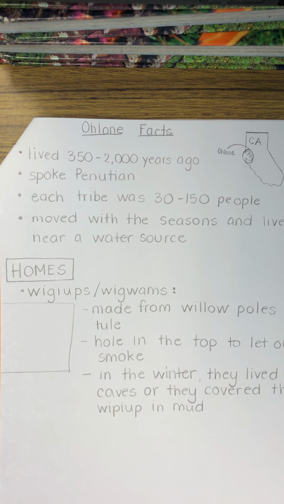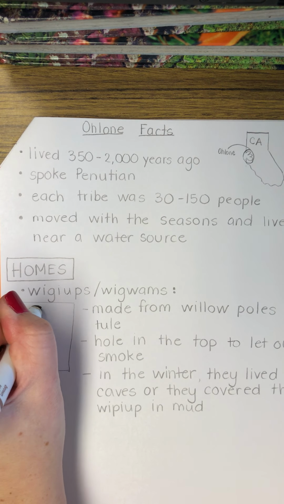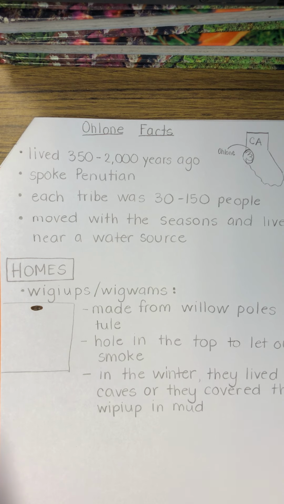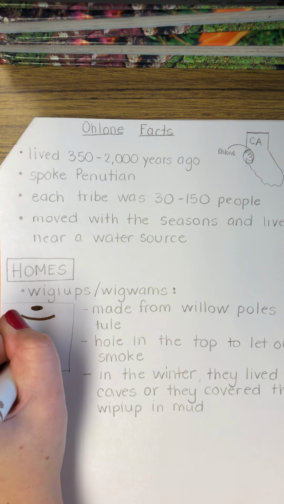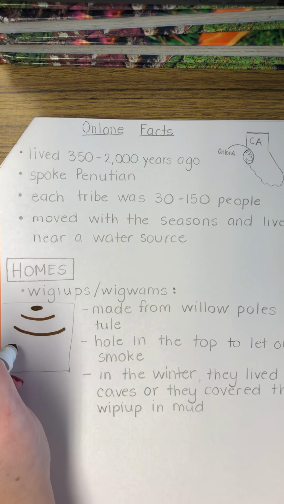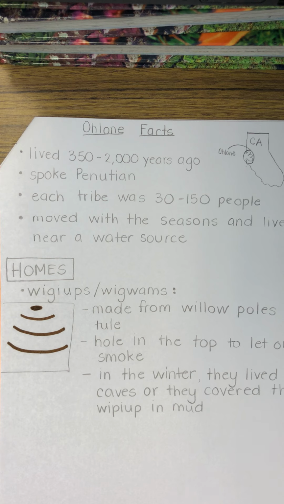So I'm going to take two colors. I'm going to take green and brown. All right, I'm going to take, oops, not pink, green and brown. There we go. All right, and so first I'm going to start with that little hole at the top. Okay, there's that hole at the top. And then I'm going to draw these kind of curved willow poles. That's the frame, okay?